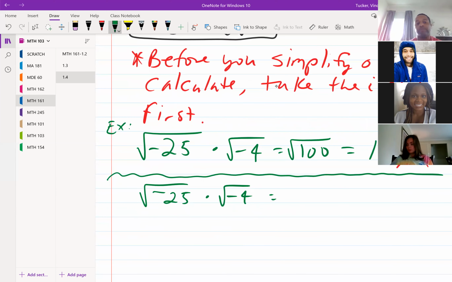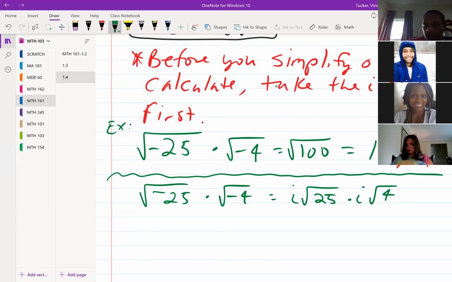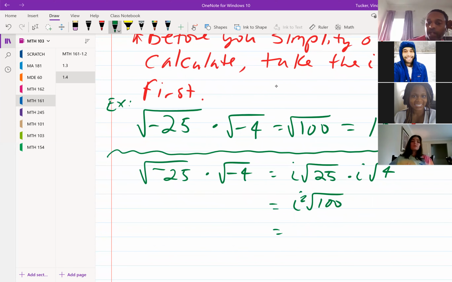Let's say I didn't simplify the radical, I just took the i out, because in some situations we will have a radical still involved. And then multiply. That would be i squared, square root of 100. And we already mentioned plenty of times before that this i squared is -1. And then the square root of 100 is 10. So this would be the correct answer. So there will be the difference in you getting a negative sometimes versus not getting a negative at all. So you always want to take the i out first before you do any calculations.